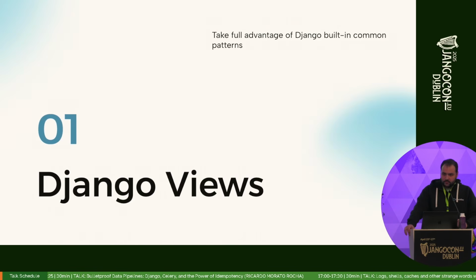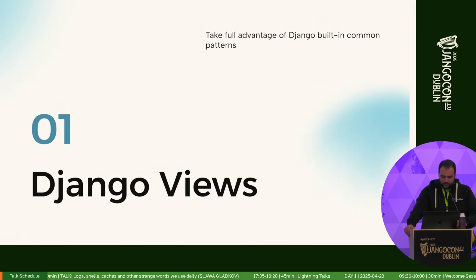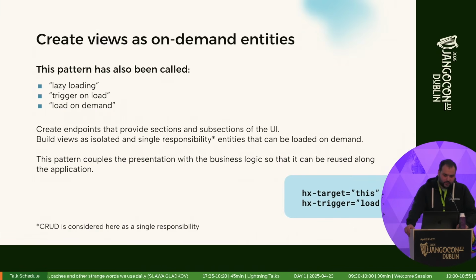So here we are going to look at most of the sections of a Django application. The models are maybe not so important for HTMX development, so we'll focus more on views and templates. Starting with the views, a good pattern is to create views as on-demand entities. So basically, you load partials directly in the HTML. There are several blog posts and tutorials calling this pattern lazy loading, trigger on load.